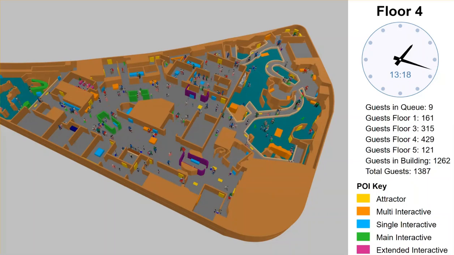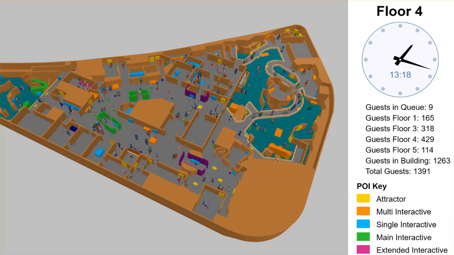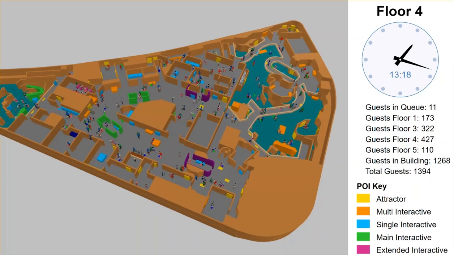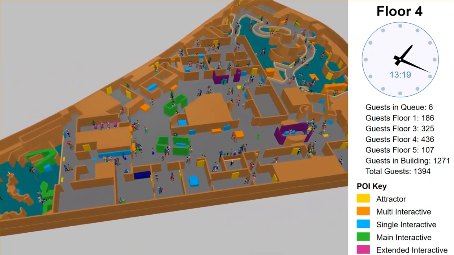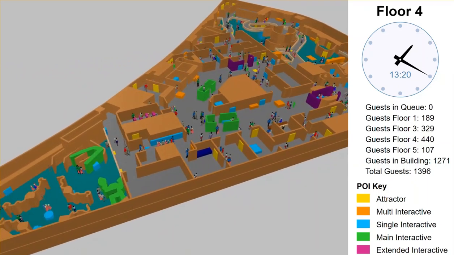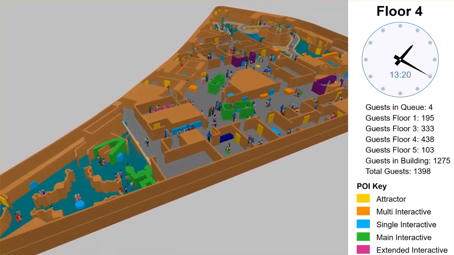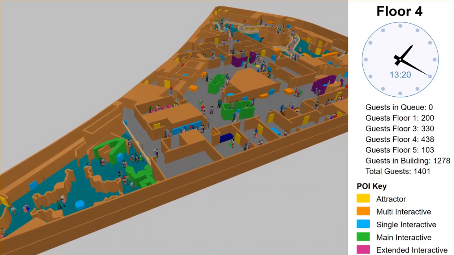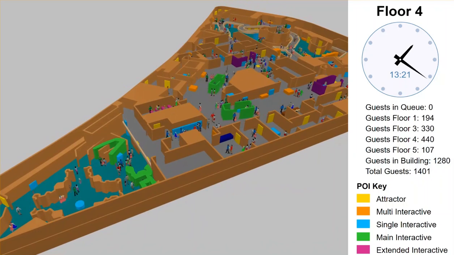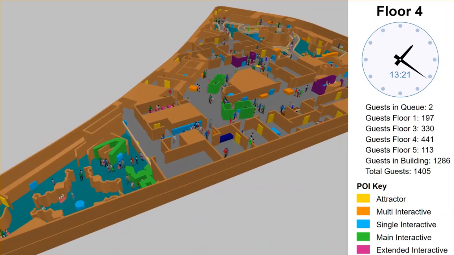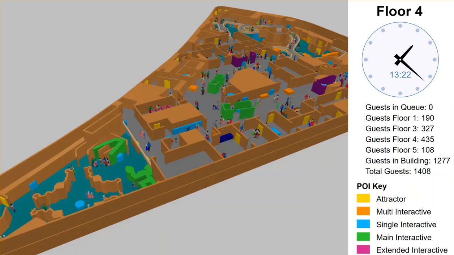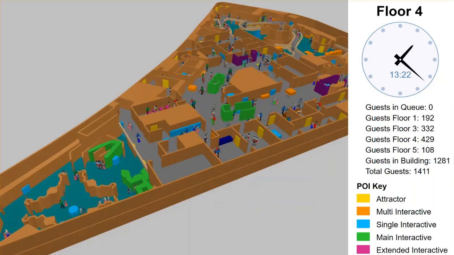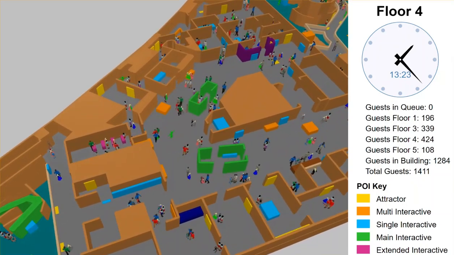The various colored blocks throughout the attraction represent different points of interest defined as follows. Attractors, or the yellow blocks throughout the experience, represent points of interest that guests would experience for a relatively short amount of time, and really only one group can see it at a time. Multi-interactives, which are represented by the orange blocks throughout the experience, are points of interest that guests would experience for a longer amount of time, and multiple groups can experience it at the same time.